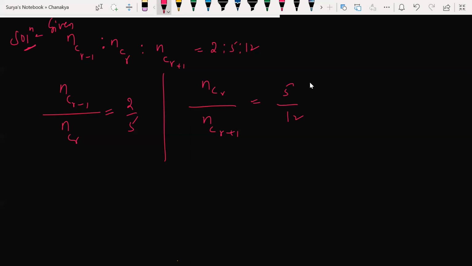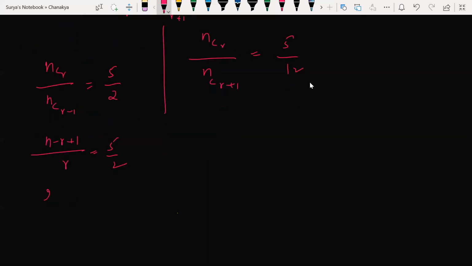Okay. So what is the formula for this now? Or else we will do one thing. Let's write nCr by nC(r-1) is equal to 5 by 2. I can write like that. As you wrote nC(r-1) divided by nCr, but I'm writing nCr by nC(r-1). Sir, why are you writing that way? Because I know the formula from this. What is that? n minus r plus 1 divided by r is 5 by 2. Now solve this. So 2n minus 2r plus 2 is equal to 5r. So 2n minus 7r plus 2 is equal to 0. Correct? So now look at this here.